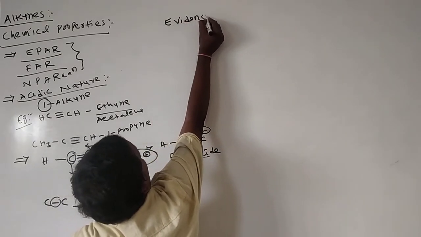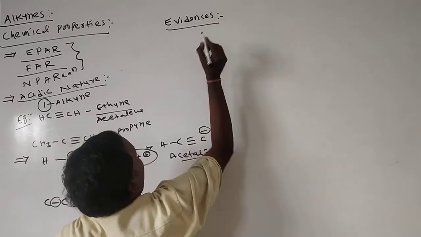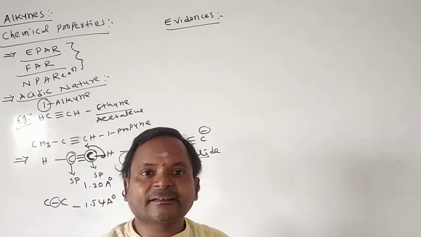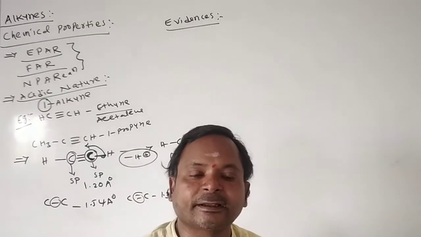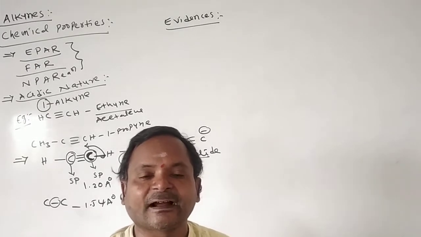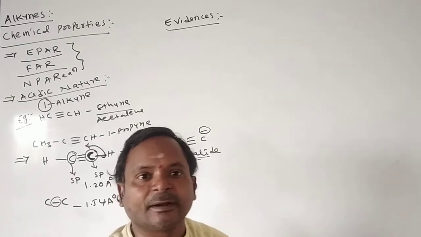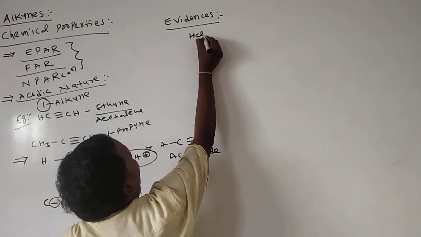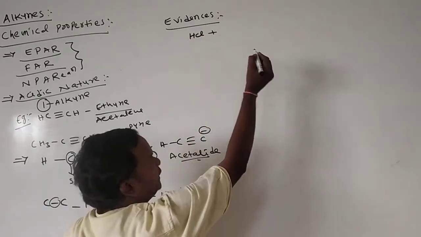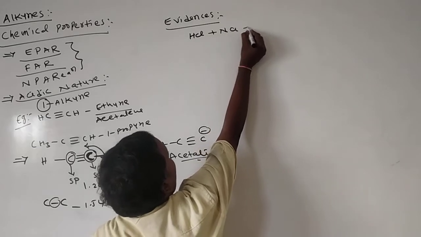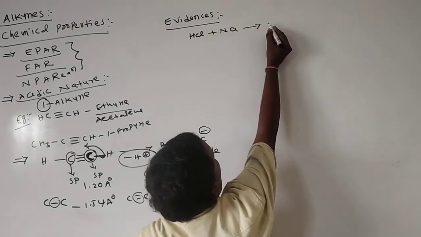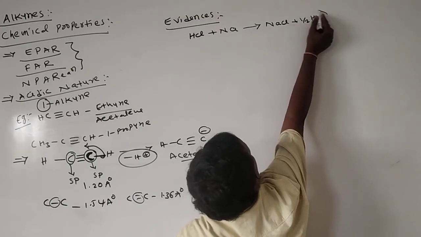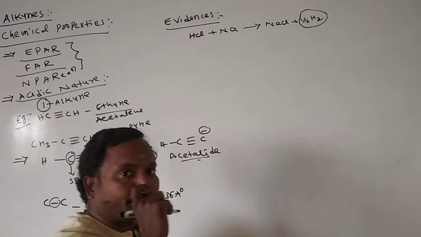Here I want to give the evidences for this. One of the fundamental properties of an acid is that when an acid reacts with a metal, it liberates hydrogen gas. Here I am taking hydrochloric acid, a well-known acid. It reacts with sodium, forms sodium chloride and liberates hydrogen gas. This is the fundamental property.